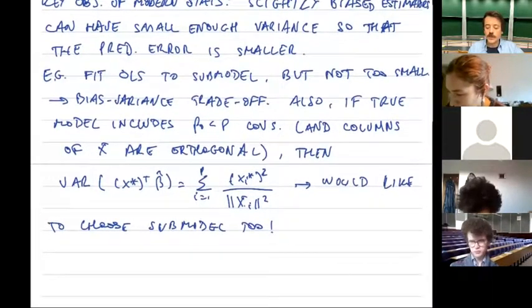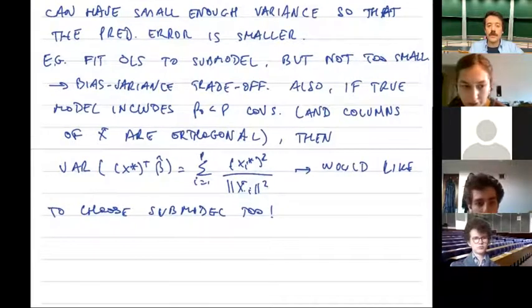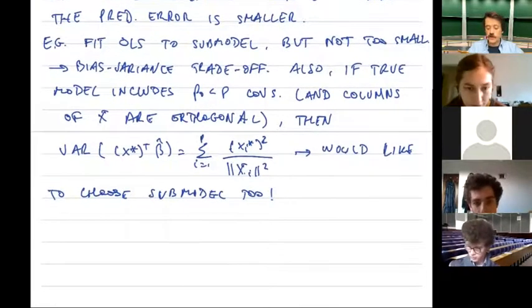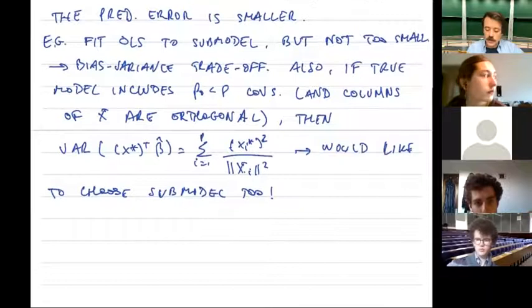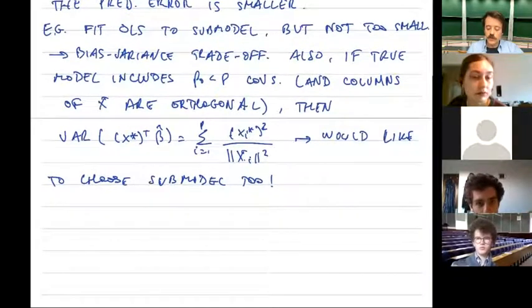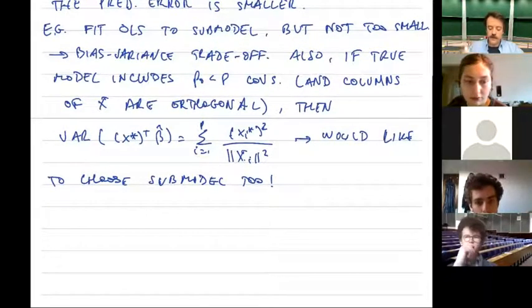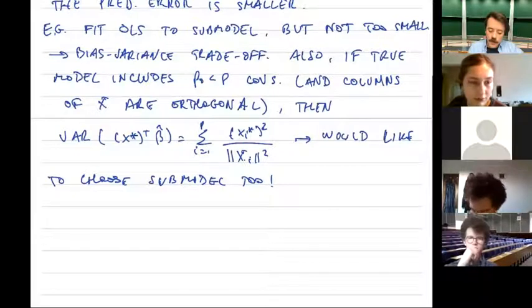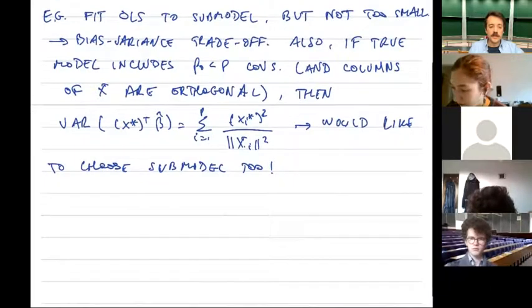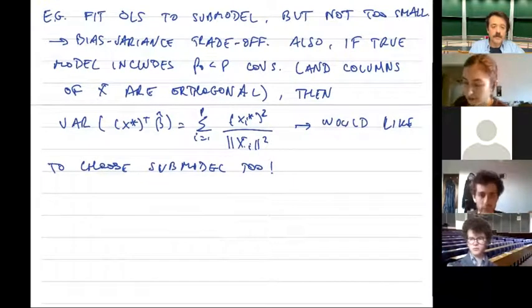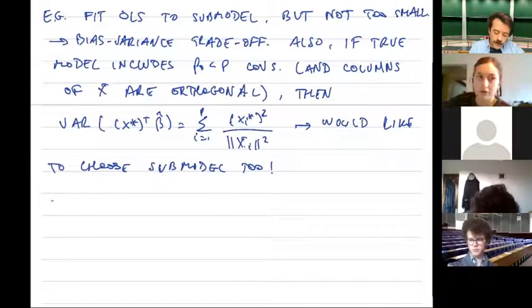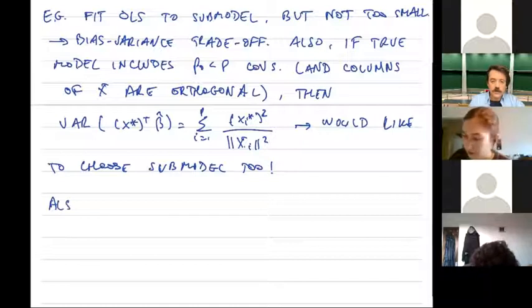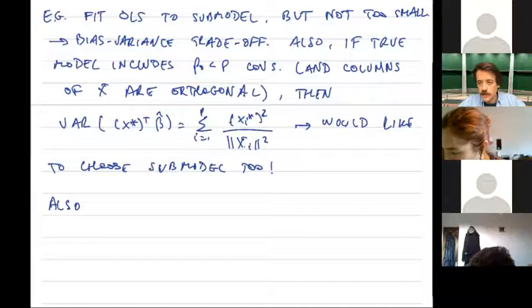In these two instances, in these sort of opposing instances, we wish to choose a submodel. So we keep arguing why we need this model selection. And then we can also add yet another case. Also, Richard, feel free to unmute.